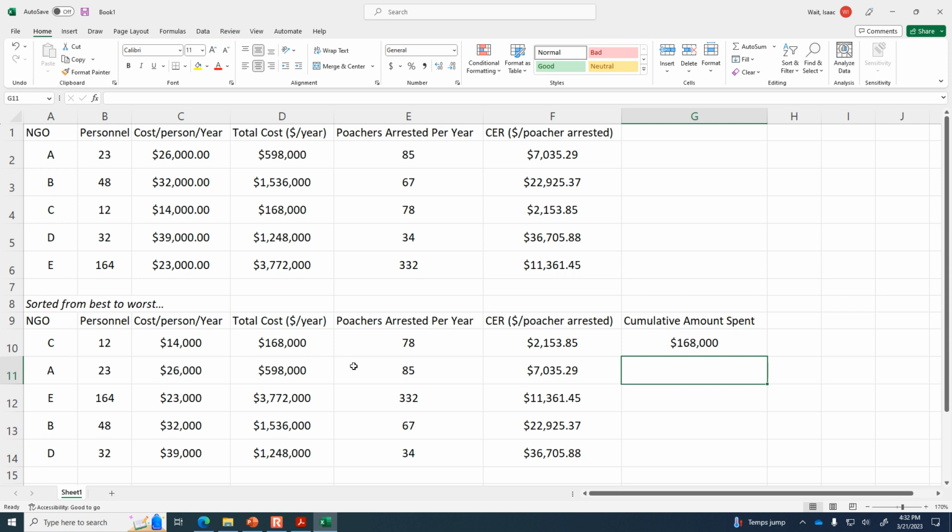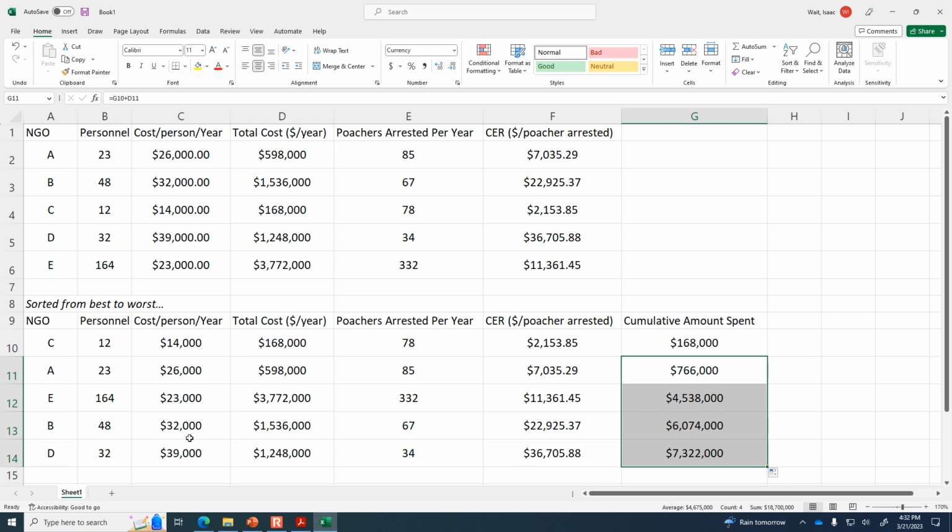We could do equals this cost plus that cost. So that works. Or we can say it's the previous cumulative amount plus the cost of the row that we're on. The advantage of doing it that way is that you can drag it down and it will find the cumulative amount for all of the organizations.